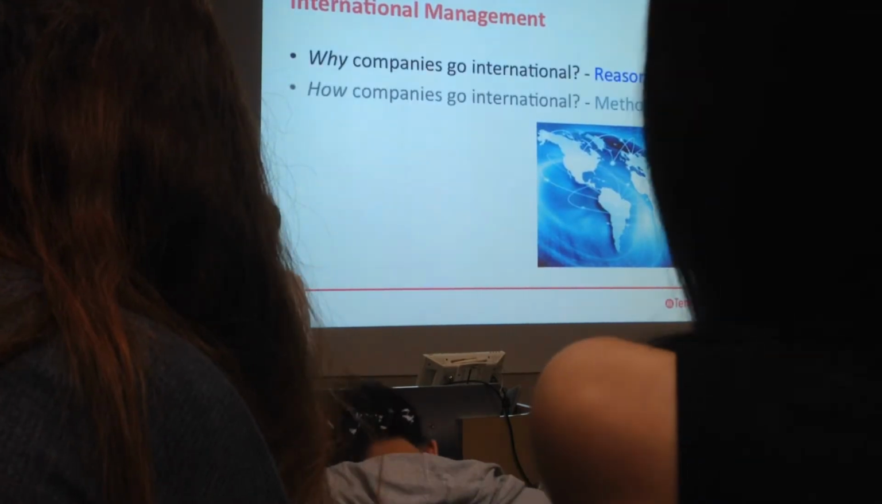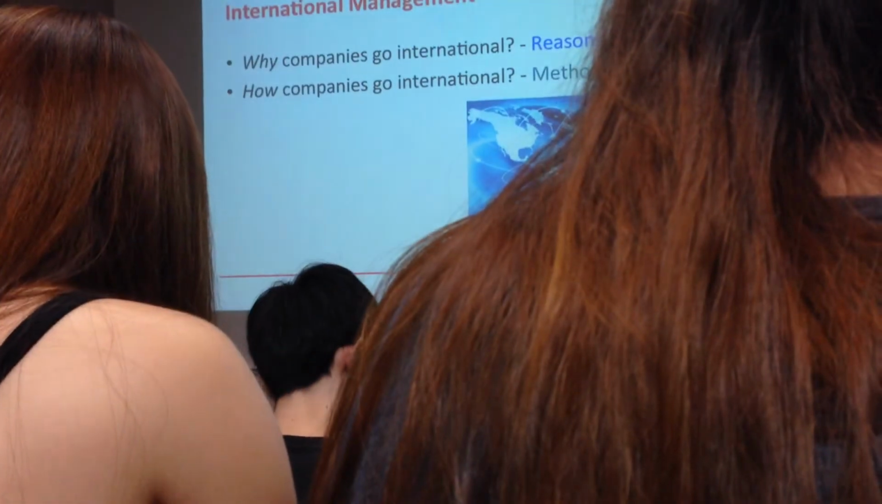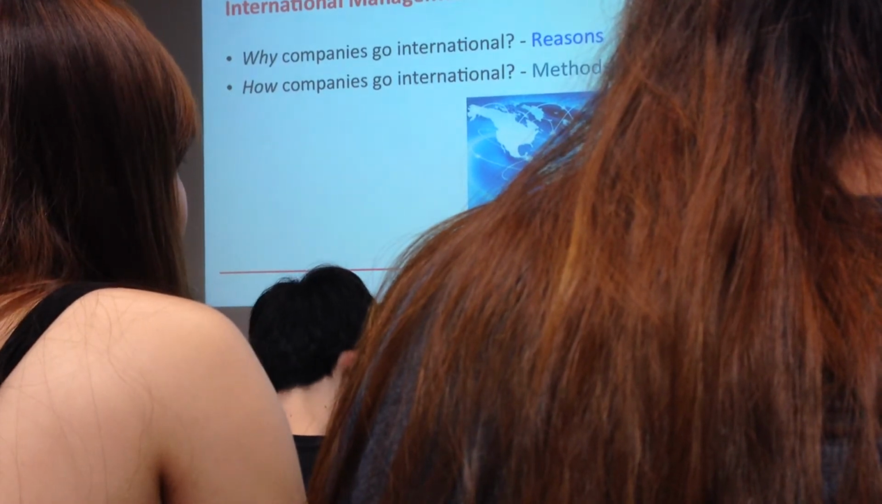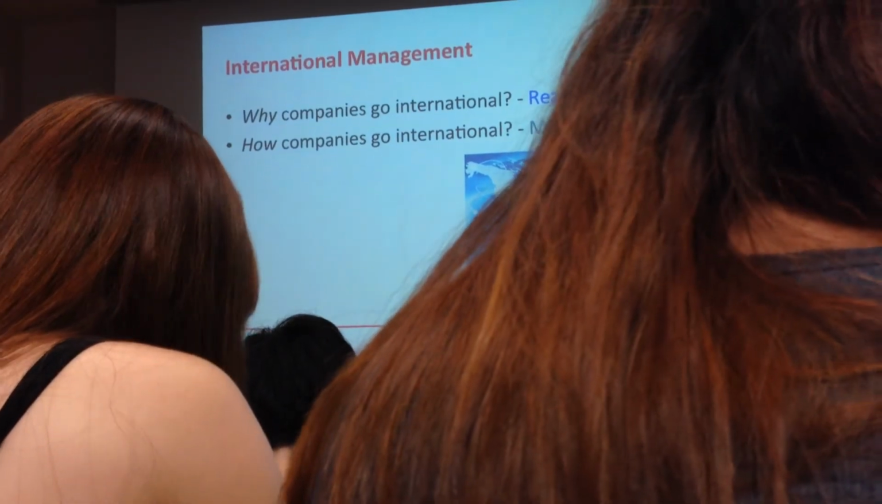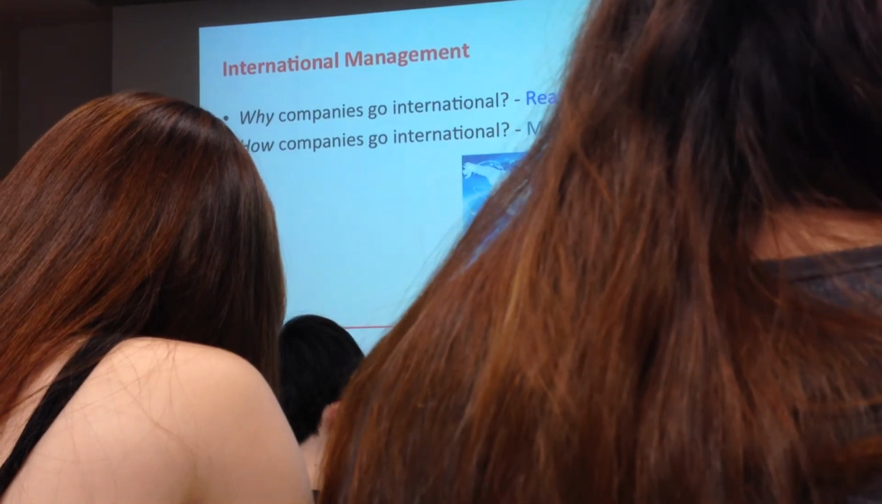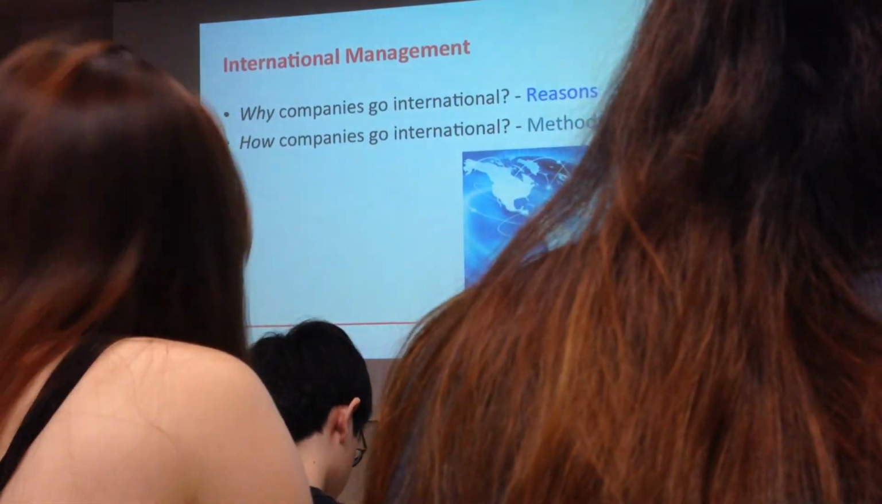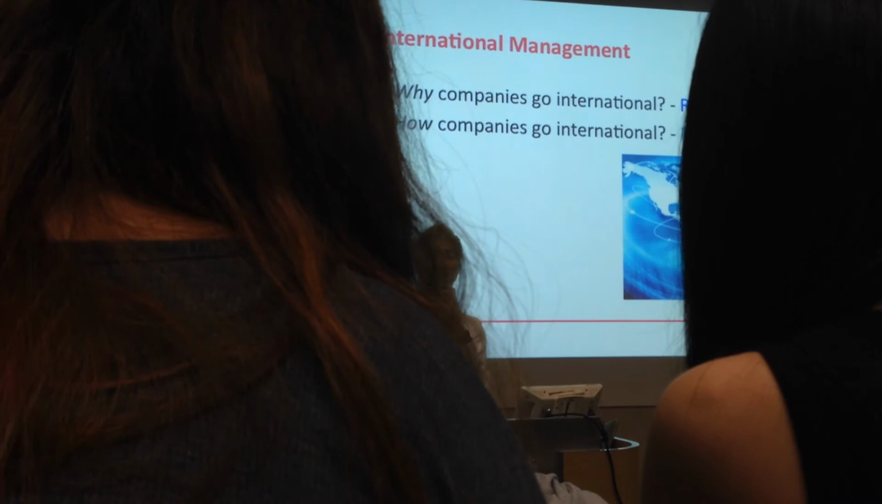And last but not least, we spoke about international management. Fundamentally, these are the 2 main things that you need to know. Why do companies go international? Because of greater profit and greater market share that they want to have. And how do you actually go overseas? What are the 5 methods of market entry? From the easiest, it would be exporting, licensing, franchising, joint venture, and wholly owned subsidiary.